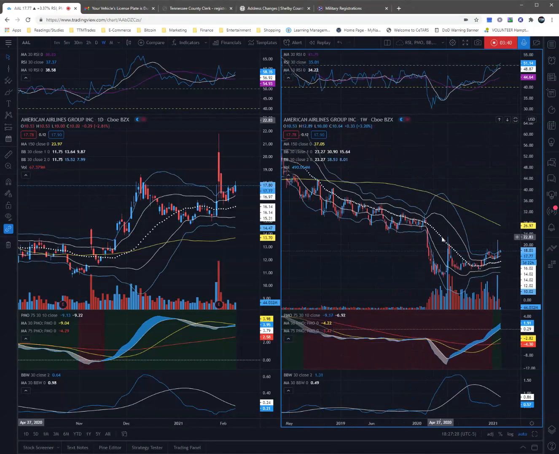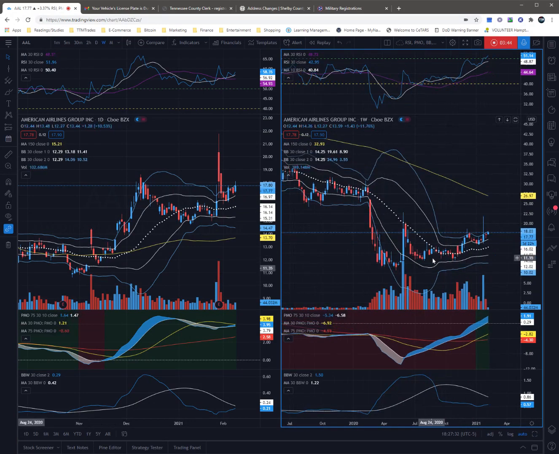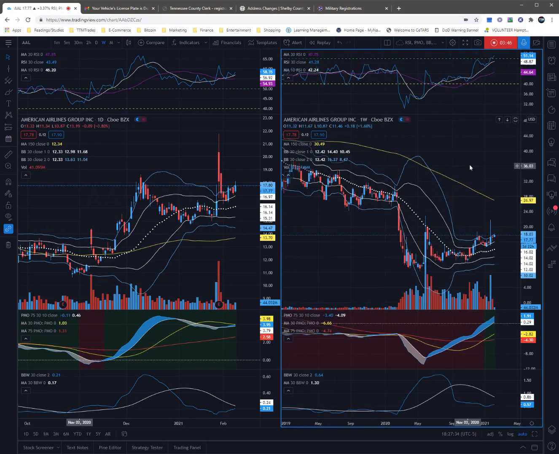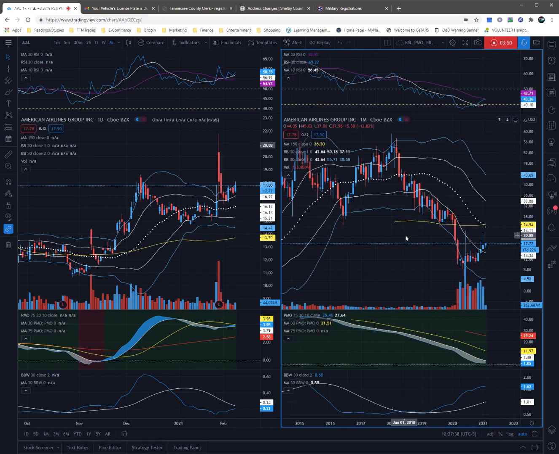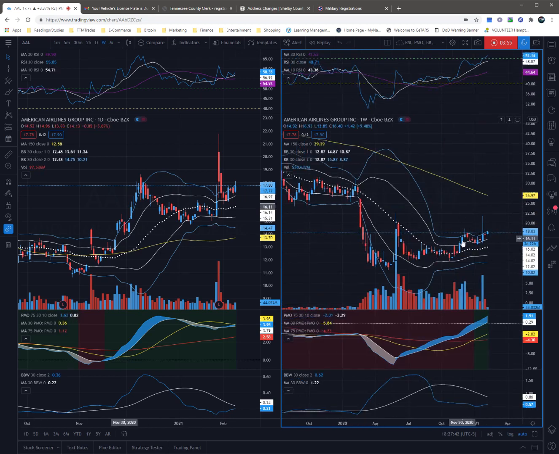Now, that 150 SMA is a very important average to get above. And that 150 SMA right here is sitting at $27. And I think that's right around where we're going to push up into, that $25 to $27 range. Now, this will continue to trend downward. So I would say $25 to $26 range.